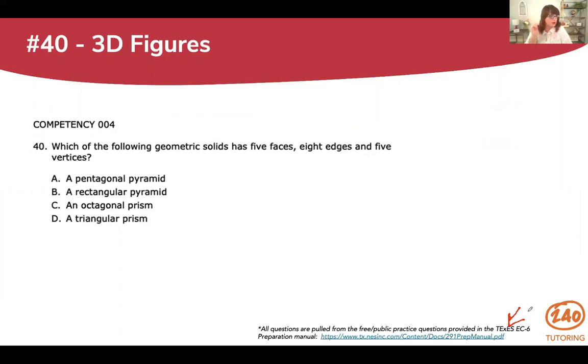So we're going to look at question 40, which addresses competency 4, looking at 3D figures. And it's really short. It says, which of the following geometric solids has 5 faces, 5 edges, and 5 vertices? Now, to answer this question, you actually don't have to do any math. You just need to know some vocabulary. First of all, you need to know what a face, what an edge, and what vertices are. So if we're looking at a 3-dimensional figure, I'm just going to draw a basic rectangular prism.